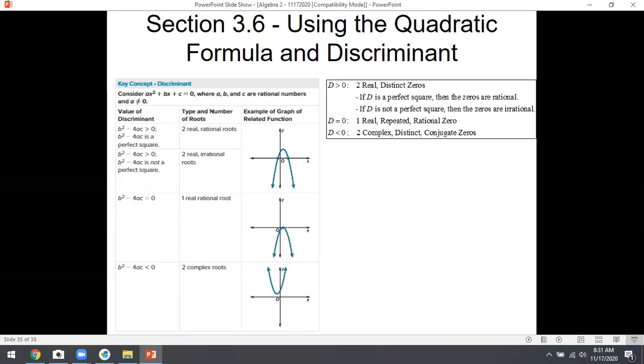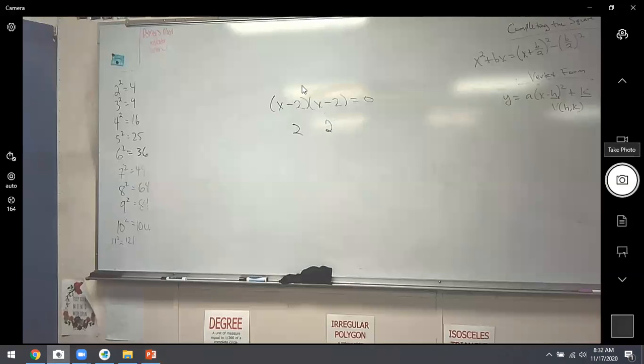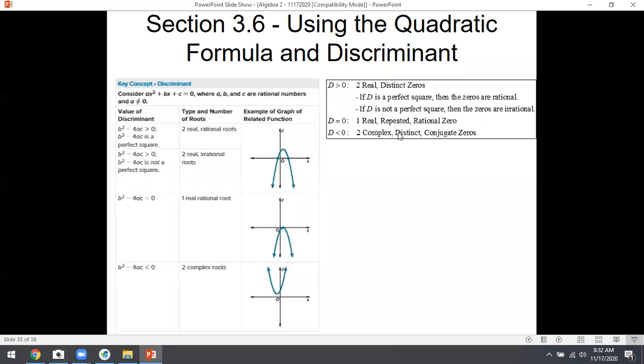For example, something like that might factor like this. What's the answers to this, guys? What makes this true? 2. What about this one? 2. It's the same answer, right? You only got one answer, but it's repeated. It's there twice, correct? And that's what this one is saying. So when you get one real repeated rational 0, something would factor, it must factor something like this, and you must get out 2 of the exact same answers, but that's the idea.